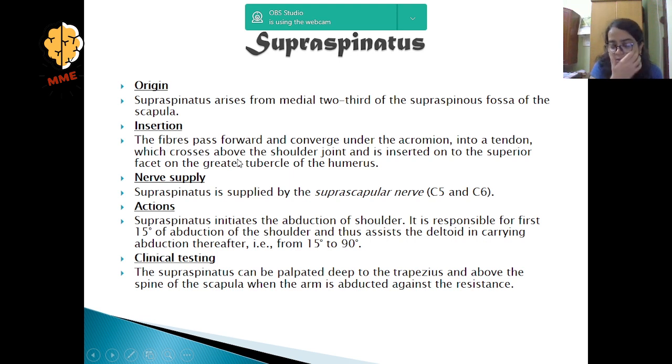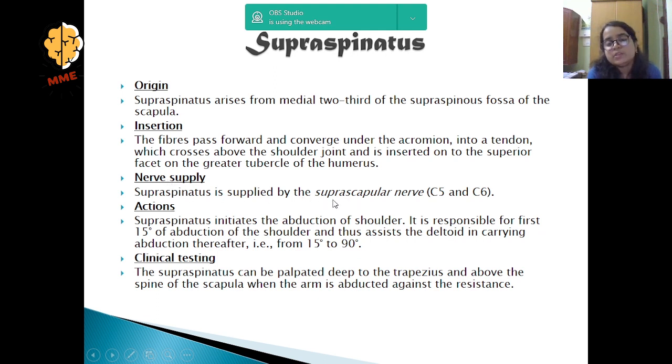Insertion, now I would also like to say this now only. On the greater tubercle, there are 3 facets on the posterior aspect of the greater tubercle: superior, middle and inferior facet. This supraspinatus muscle is inserted on the superior facet of this greater tubercle of the humerus. In the middle facet, infraspinatus takes insertion, and in the lower facet, teres minor takes insertion. I'll come to it later.